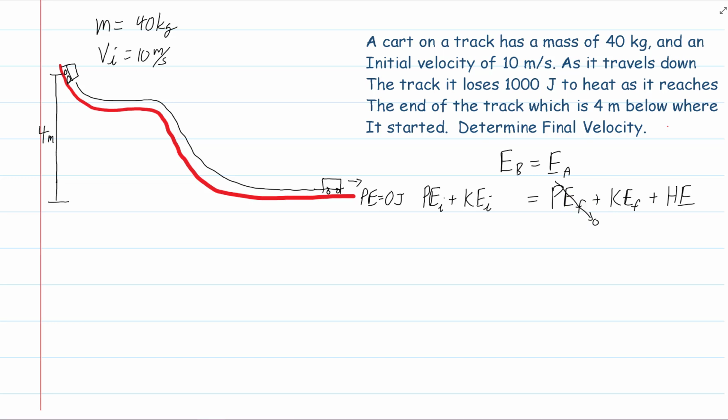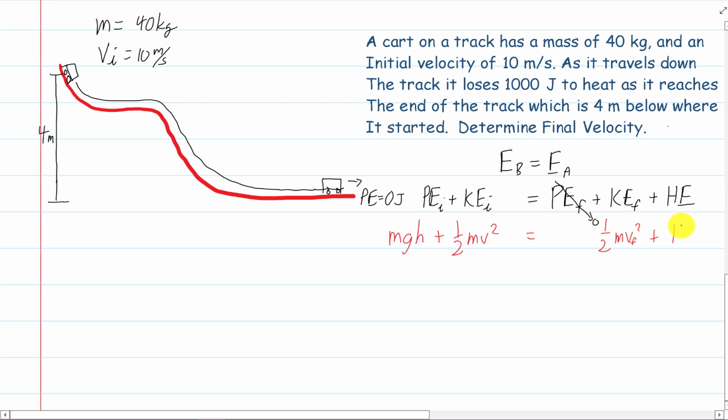So let's plug the variables in. It's mgh plus 1/2 mv squared is equal to, that is 0, so it's just going to be 1/2 mvf squared plus the heat energy. Now, do not cancel out the masses because heat energy doesn't have an m in the formula. In fact, we don't have the formula for it, so you can't cancel out the m's. Okay, so it is a 40 kilogram cart. 9.8 newtons per kilogram is the gravitational field strength, and it's a height of 4 meters.